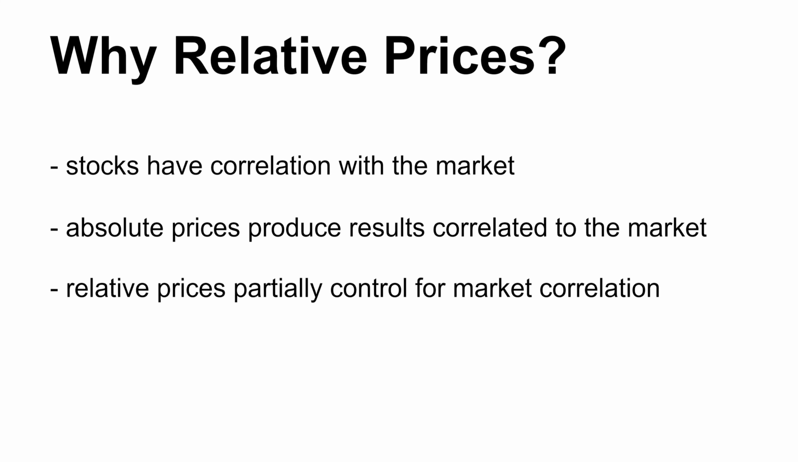The question is, why is it better to work with relative prices instead of absolute prices? The reason is this. Stocks tend to fluctuate with the market. When the market goes up, the tide lifts all boats. When the market goes down, stocks turn bearish. So working with absolute prices will produce results that are correlated with the market. On the other hand, relative prices allow you to partially control for the correlation of a stock with the market. Doing so will allow you to better screen stocks that may show uncorrelated positive alpha.